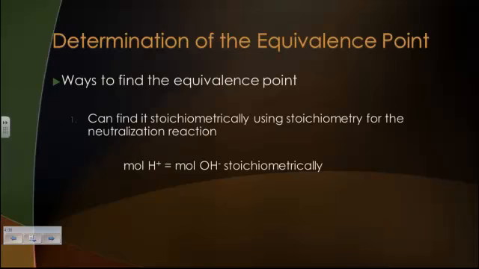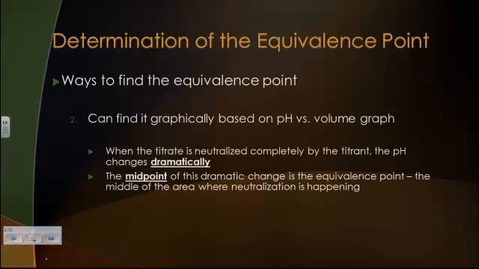As a reminder, we touched upon this briefly in the indicators lecture. There are three ways to find the equivalence point. Right? You can do it through stoich. You know you've hit the equivalence point when the moles of acid are equal to the moles of base, stoichiometrically.